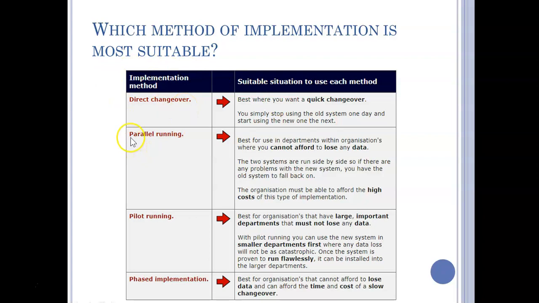Parallel running is best for use in departments within organizations where you cannot afford to lose any data, because remember, you're running the old system and the new system side by side, so if the new system fails, you still have the old one to contain the information for you. Pilot running is best for organizations that have large, important departments that must not lose any data. With pilot running, you can use the new system in smaller departments first, where any data loss will not be as catastrophic. And then once the system has been proven to run flawlessly, it can be installed onto the larger departments.